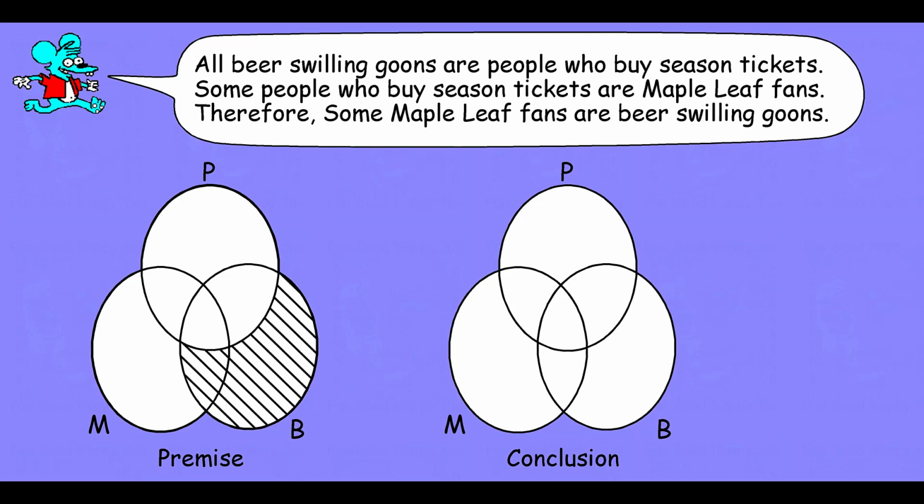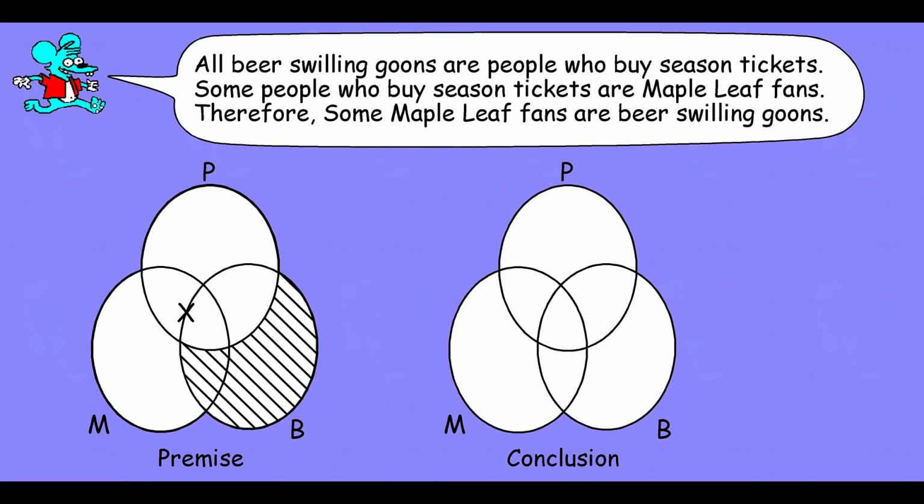Now it's time to look at my particular premise. Some people who buy season tickets are Maple Leaf fans. So there's at least one person who buys a season ticket who is also an M, a Maple Leaf fan. So that intersection between P and M is where I'm going to put my X. Since it has two areas, M and P only, and M and P and B, and nothing about our premise tells me which area to put it in, I put it on the line.